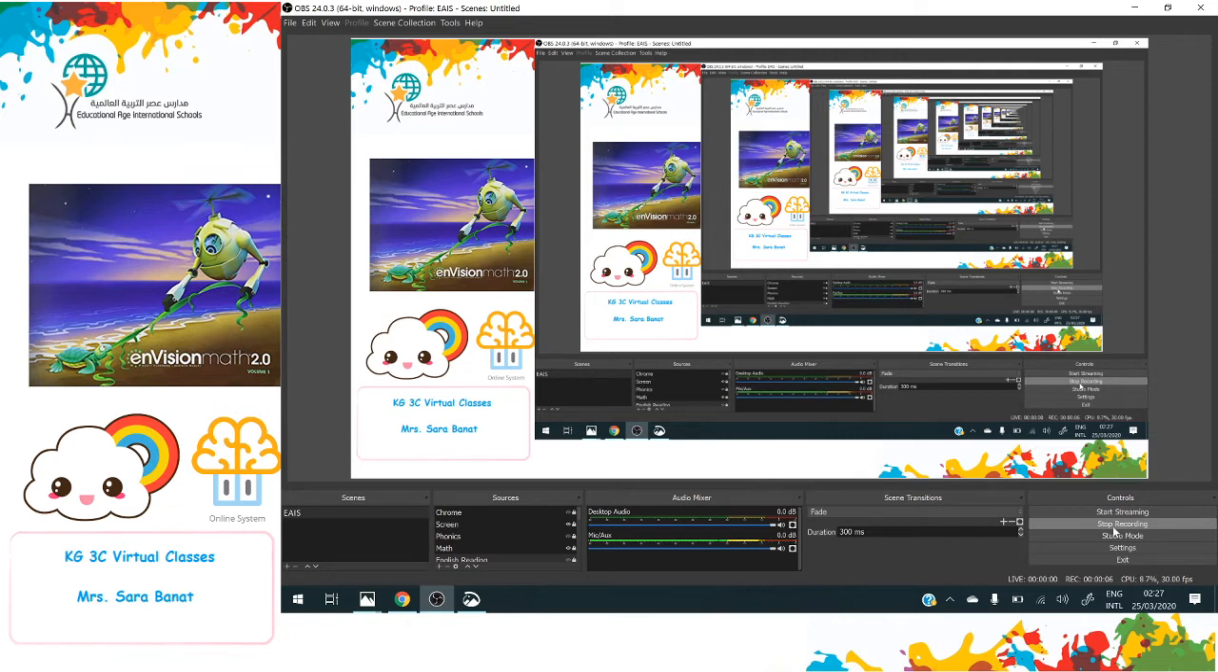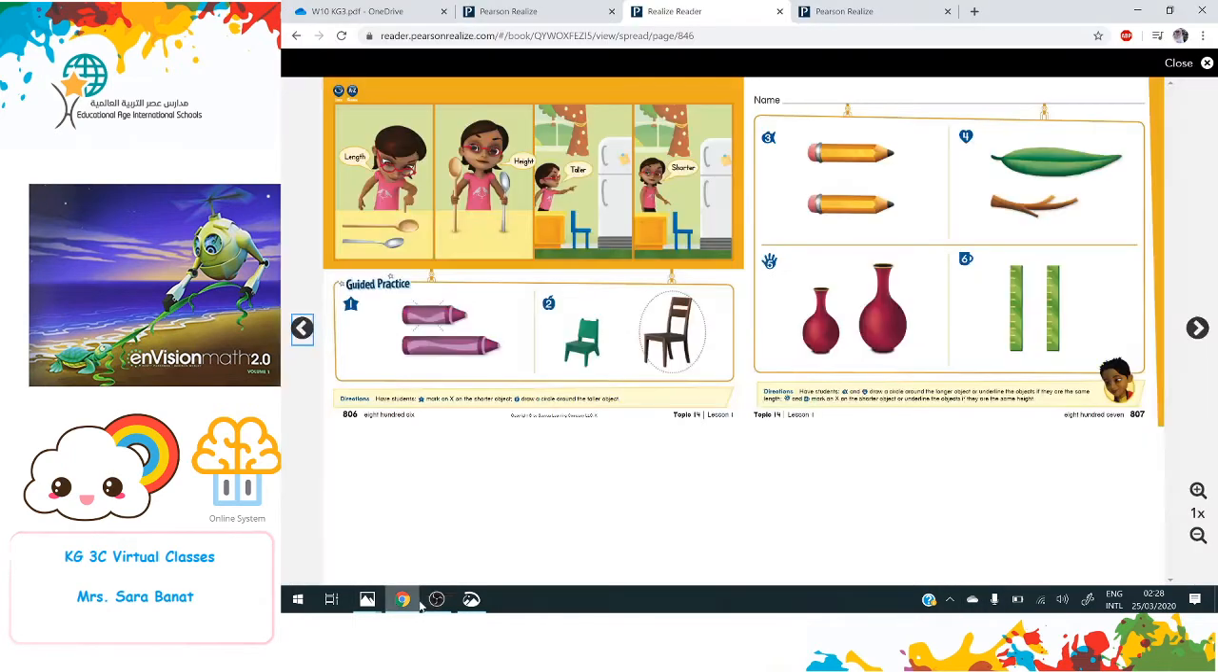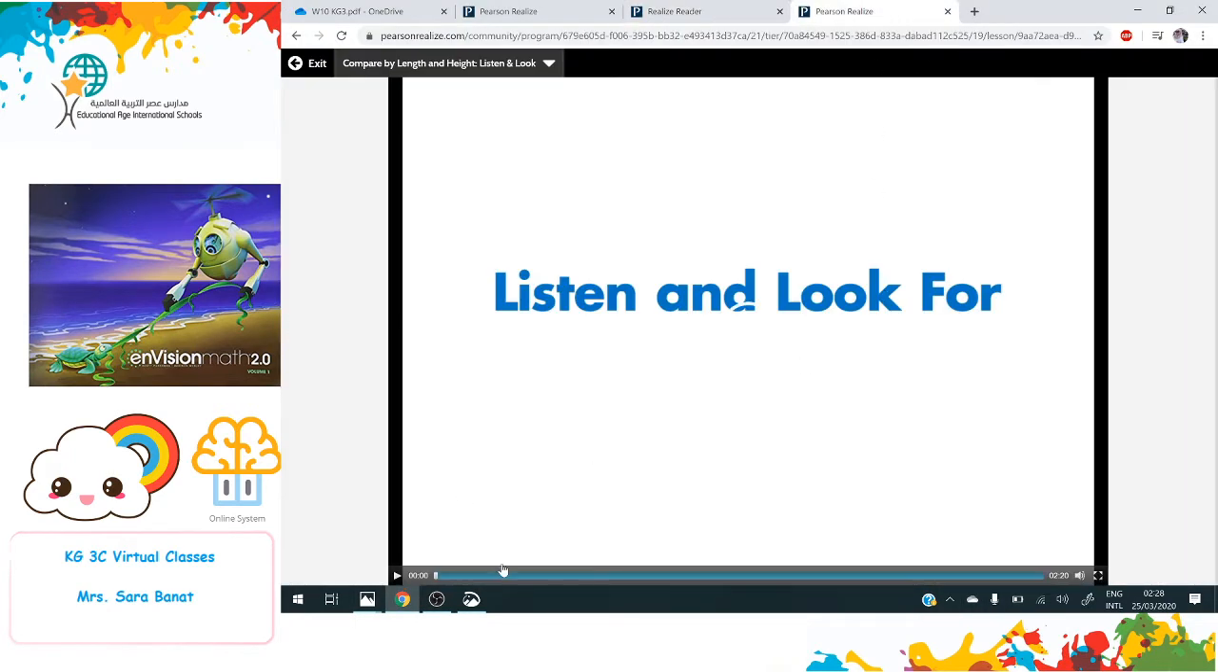Today we will start with our second period for today. We will start with the math book and we will start a new topic. It's 14.1. We will start talking about comparing between the height and the length of two objects. Our aim from this unit is to identify the object's length and height, which one is taller and which one is shorter. First of all, I want you please to watch with me this video. I hope you will like it.